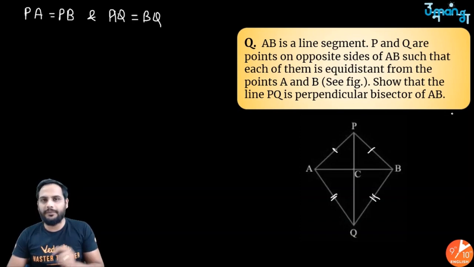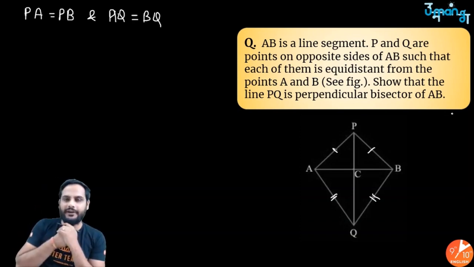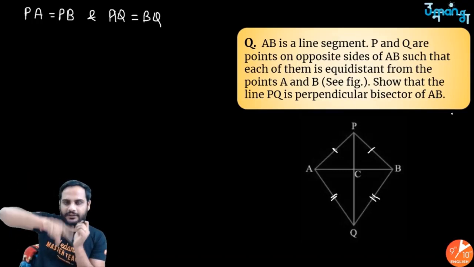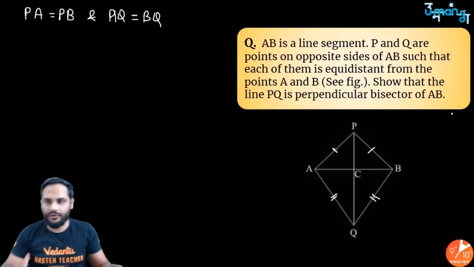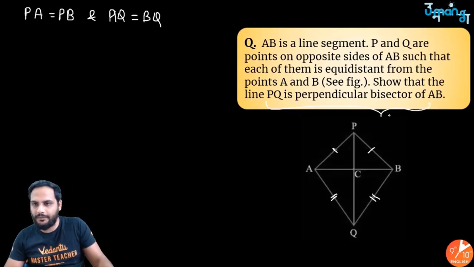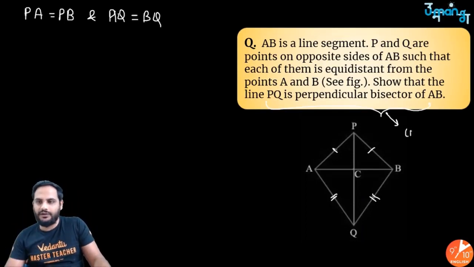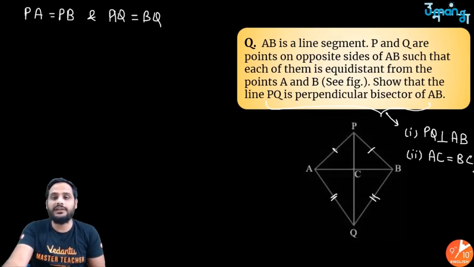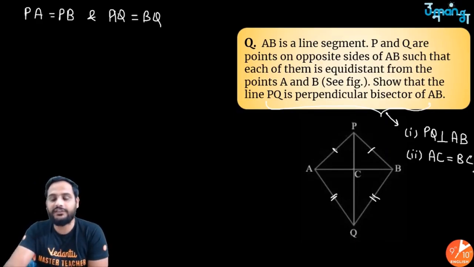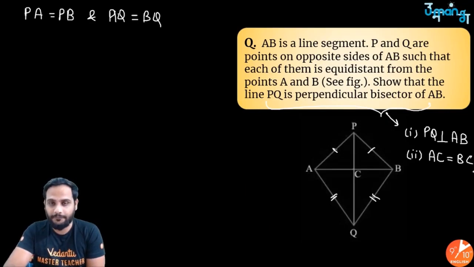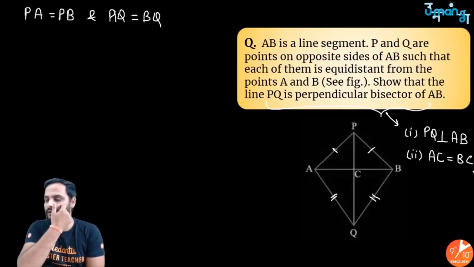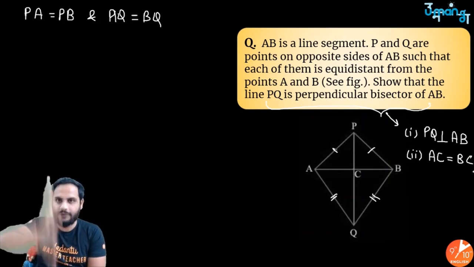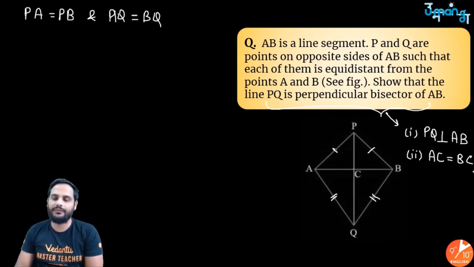What is the meaning of perpendicular bisector? The meaning of perpendicular bisector is that this line PQ is perpendicular to AB. So PQ being the perpendicular bisector of AB means two things I have to prove. One thing I have to prove is that PQ is perpendicular to AB, and for bisector I need to prove that AC is equal to BC. These are the two things on which I will have to focus. Got it? So perpendicular bisector means this line PQ is perpendicular as well as dividing AB into two equal parts.